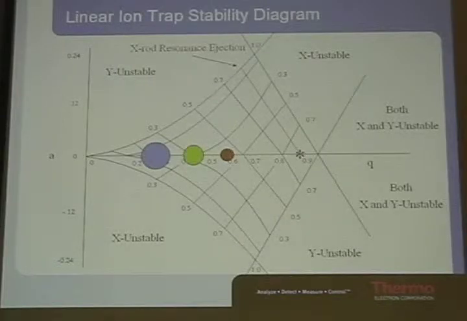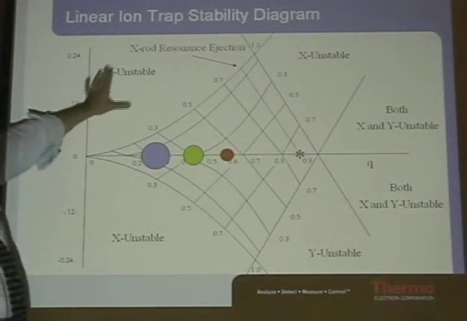Areas of stability, and I would guess unstable means ejected. Right. Now, you'll notice there's different regions.